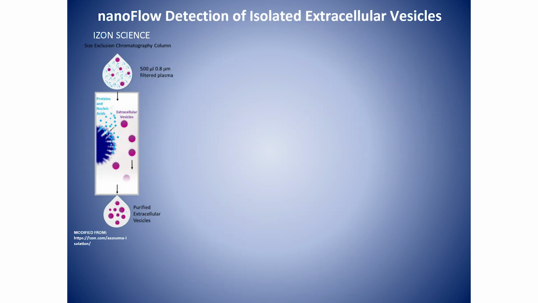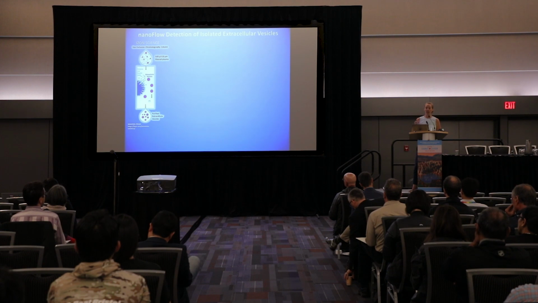To start answering this, we did size exclusion chromatography. What is here is the Izon Science column, which is considered the gold standard for isolation of EVs with size exclusion chromatography. What this does is it allows you to isolate your extracellular vesicle fractions. So when we ran our plasma through this column to isolate our extracellular vesicles, we're able to run our pure extracellular vesicles and see where they show up on the flow.